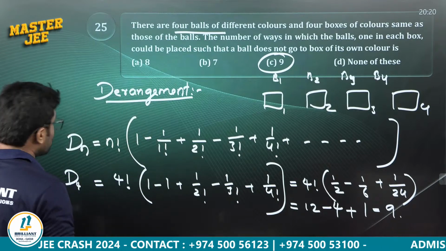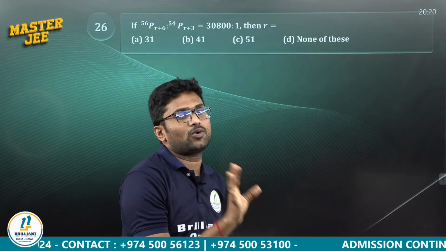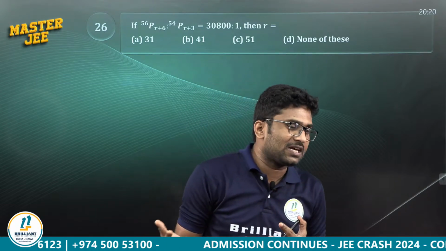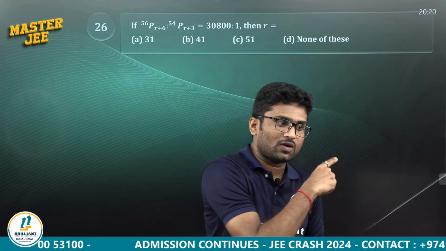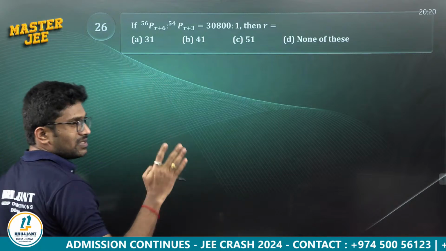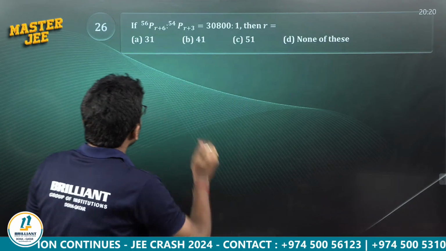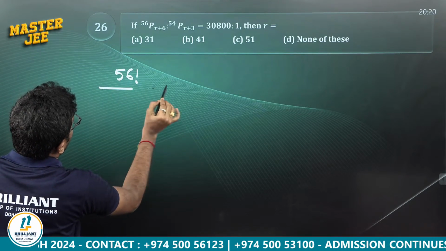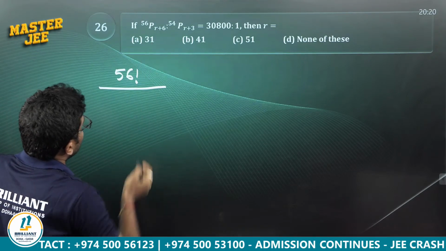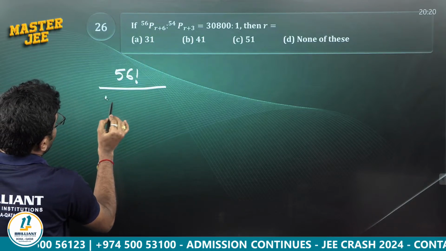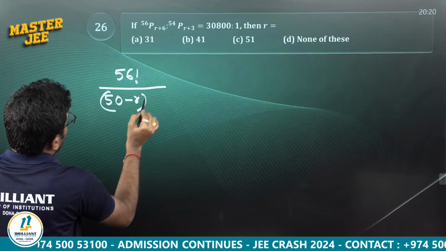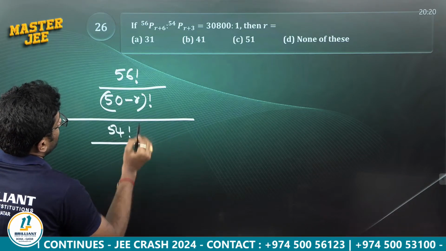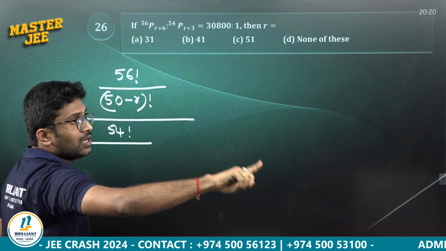We are going with the next question, the 26th one. This is a very simple question, just by using our nPr formula. What is nPr? nPr equals n factorial divided by (n minus r) factorial. With that we expand it. Just do along with me, friends. 56P(r+6) is nothing but 56 factorial divided by (56 minus (r+6)) factorial. 56 minus (r+6) will be (50 minus r) factorial. Directly I am writing the whole divided by 54 factorial divided by (54 minus (r minus 3)) factorial.